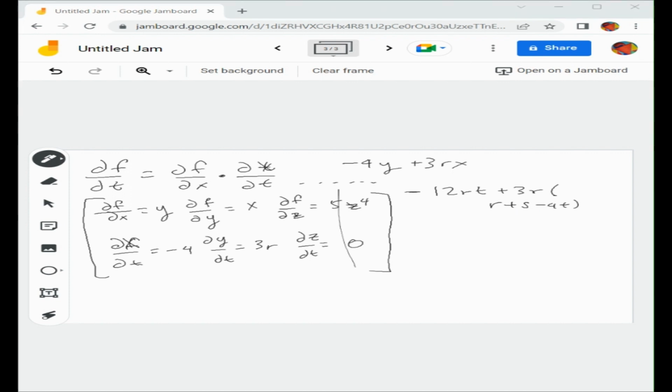Now let me check my answers, and don't do anything fancy. Let me actually try drawing it. I refuse the deal. -12. I refuse. Okay, I refuse, luckily. It's -12rt plus 3r parentheses r plus s minus 4t. That should be the answer. No way. Yeah, I got it right. Told ya I could do it.